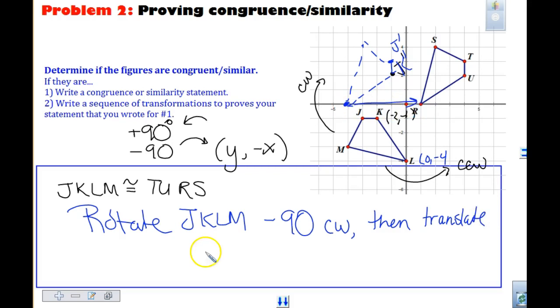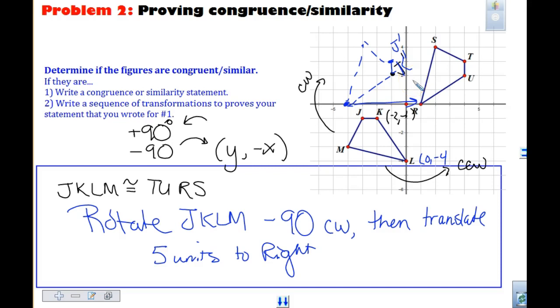Translate 5 to the right. 5 units to the right. Are there other ways of doing this? Yes. Some people will do this. They will start with this picture.